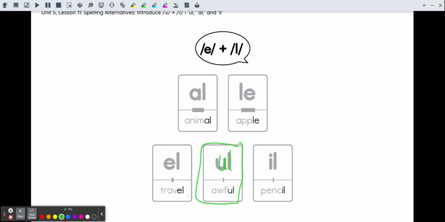Next, we have A plus O, all, as in animal. So I will trace the box, and I will trace the letters A, L, and I see that that is more common than the UL, but it's still a little common. Animal, awful. So all of you get a O.